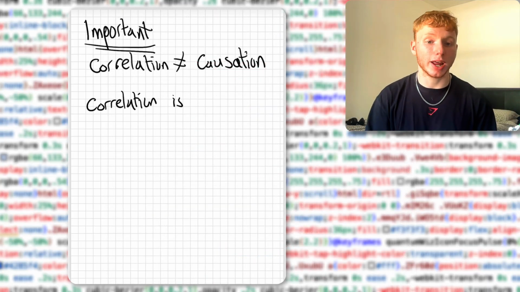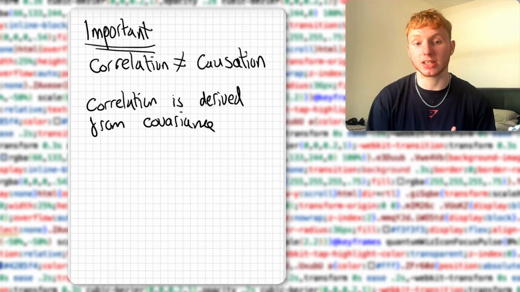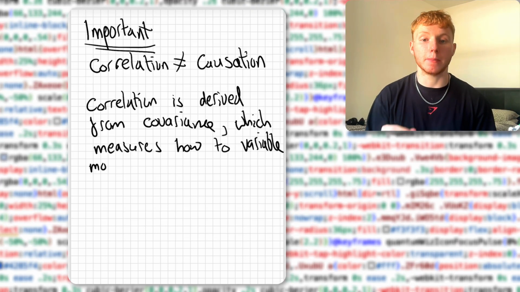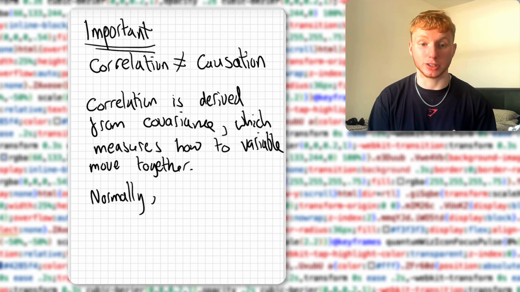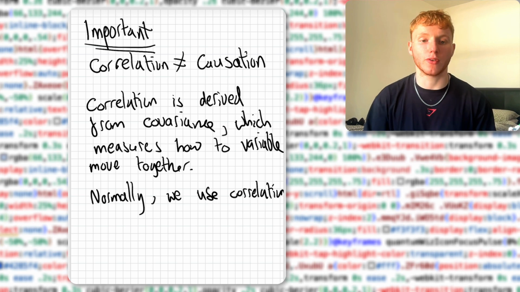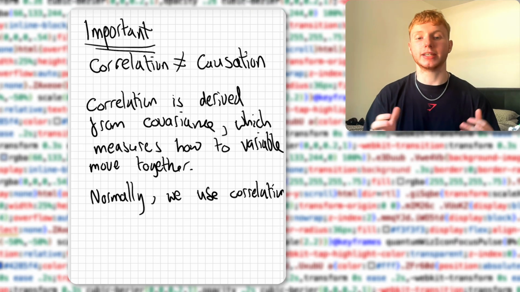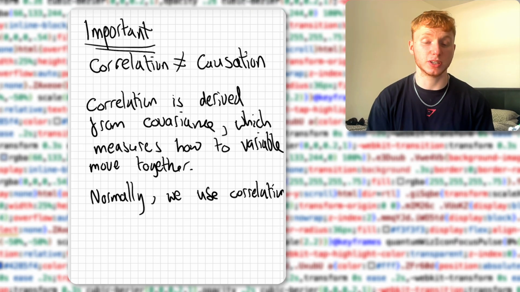So we get correlation from covariance, which also measures how two variables move together, but because its values depend on its units, we normally use correlation. This is something so important in all kinds of data analysis, yet something simple for us to observe, which is great.